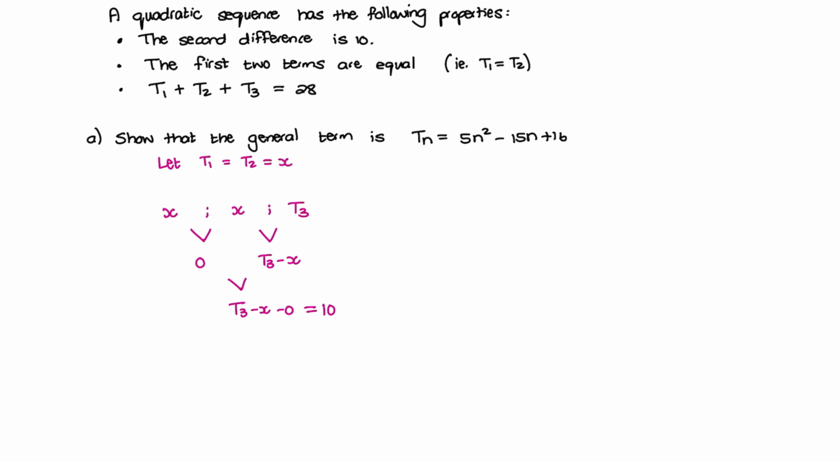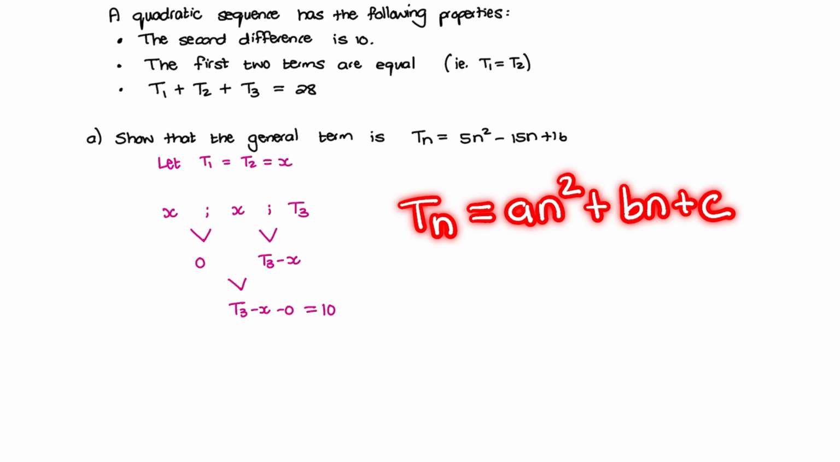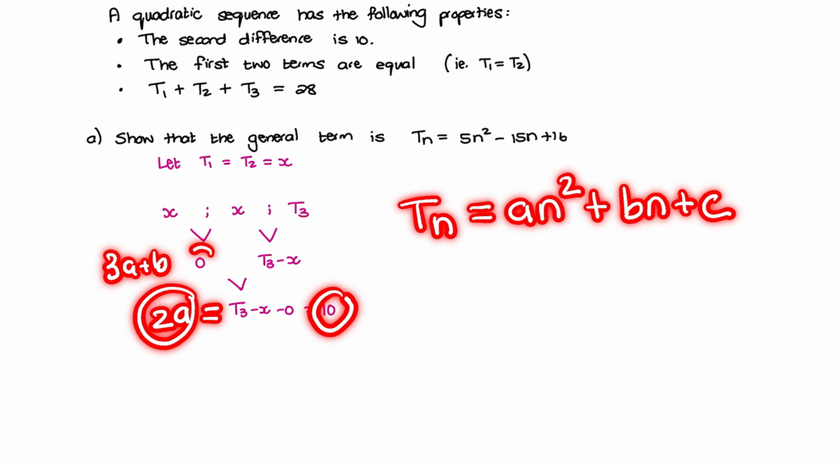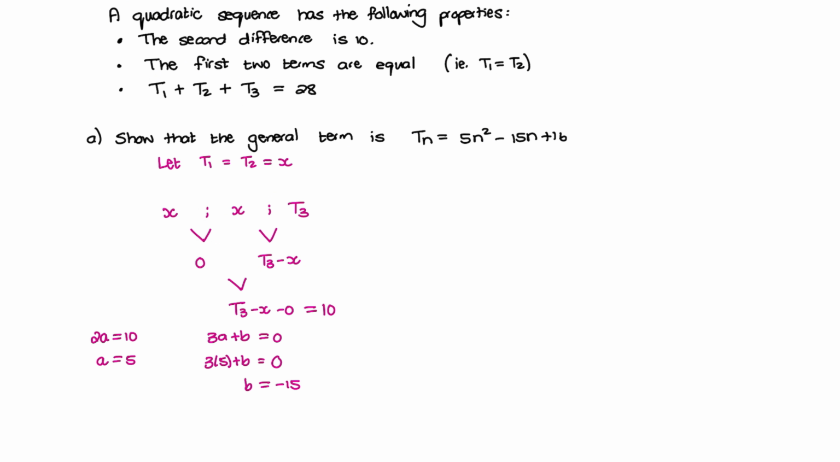So can you see I am creating the second difference in terms of x and t3. The equation of this pattern is Tn equals an squared plus bn plus c. And we know that the second difference is equal to 2a, so we can solve for a. And we know that 3a plus b is equal to 0, so we can solve for b. To solve for a, I set 2a equal to 10, and therefore a is equal to 5. And then 3a plus b is equal to 0. Substituting a into that equation allows me to solve for b, so b is negative 15.